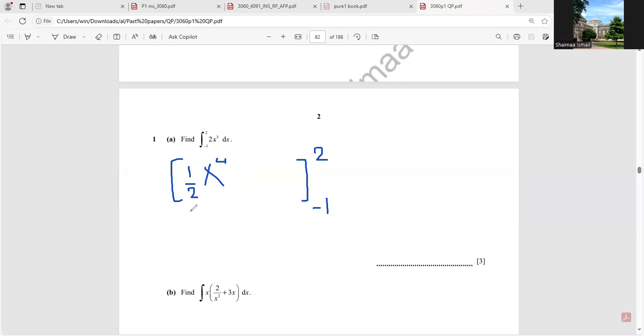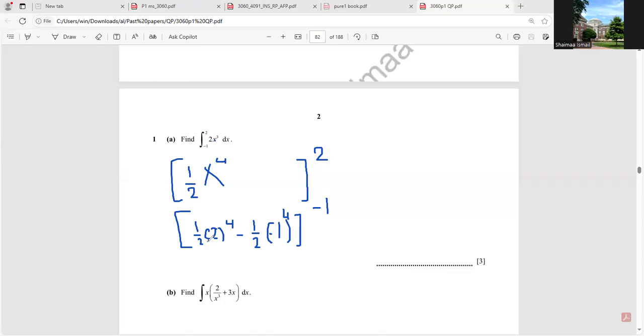So in the first one, we're going to substitute x with 2. So here it will be 2 all to the power of 4, minus half. Then we're going to substitute it with -1, -1 all to the power of 4. Okay, then we're going to close the bracket.